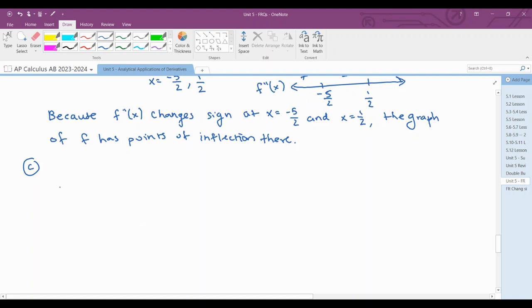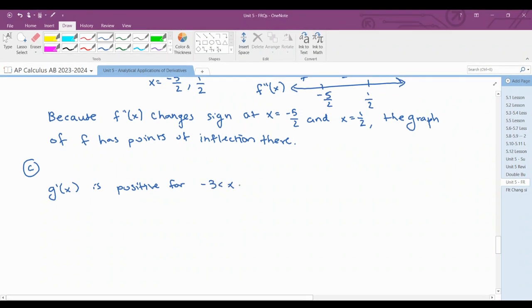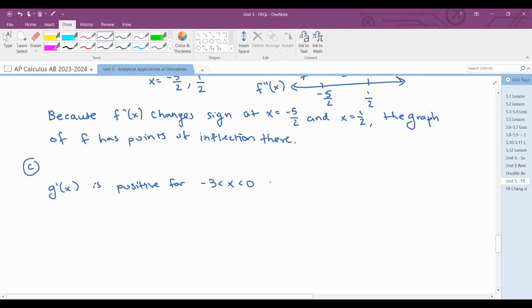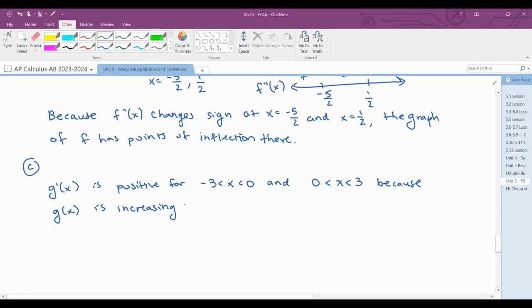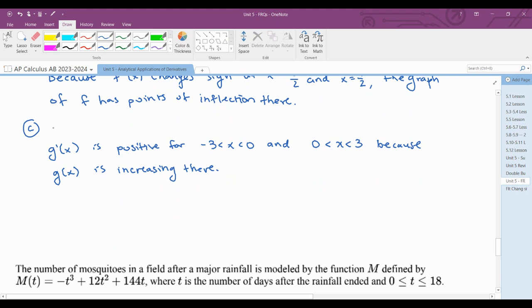So here, I'm going to write g prime of x is positive for -3 to 0 and 0 to 3 because g of x is increasing. Increasing there.